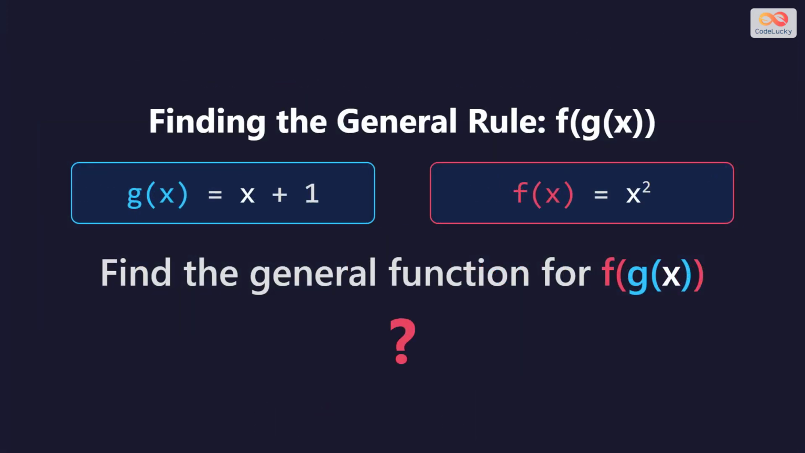We can also find a new function that represents the entire composite process. Let's use different functions this time. Let g of x equal x plus 1, and let f of x equal x squared. What is the general rule for f of g of x?